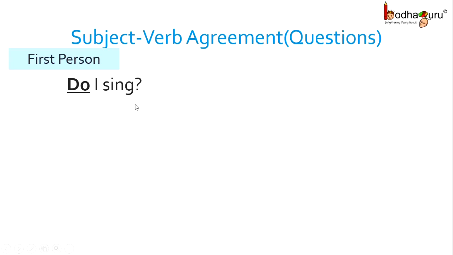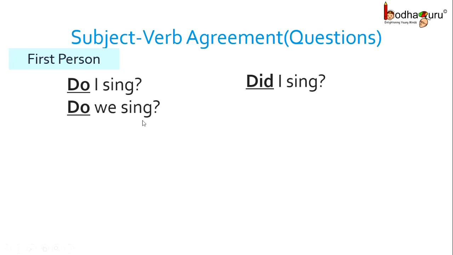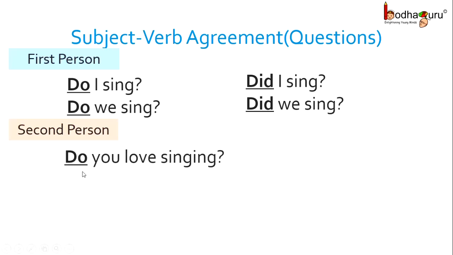Did I sing? We use did for framing question in past tense with subject as I. Do we sing? Did we sing? Coming to second person. Do you love singing? Did you love singing? So here we see for you both in singular and plural form, do is used in present tense and did is used in past tense.